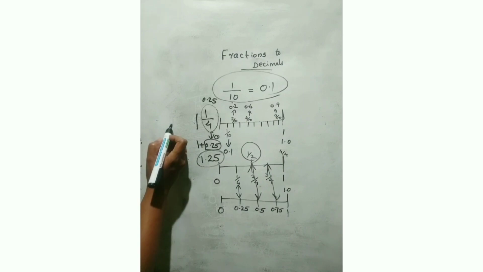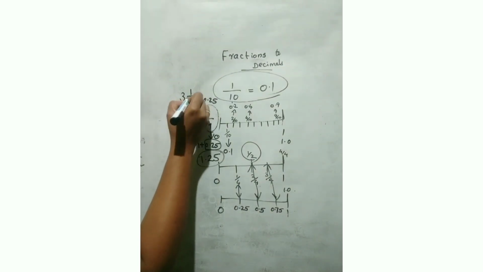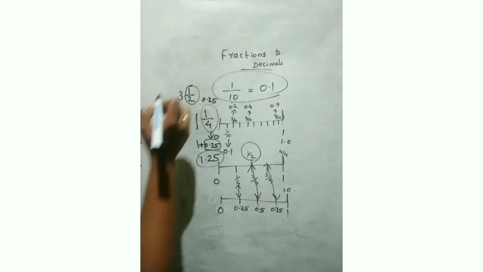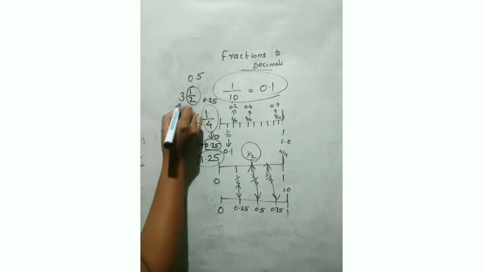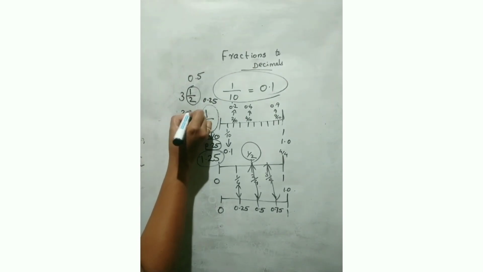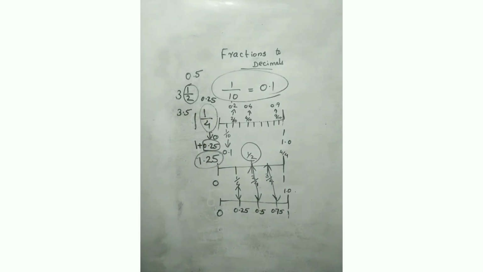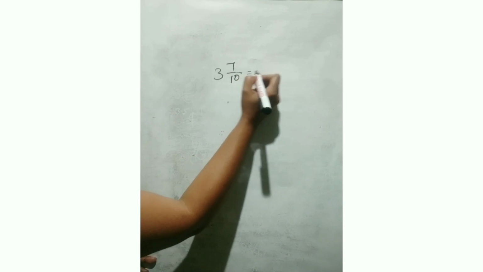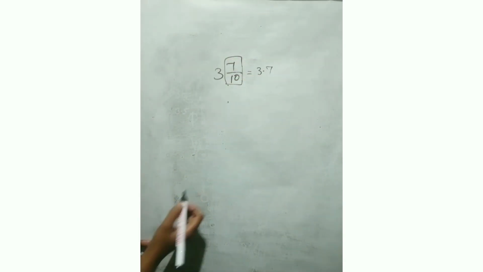Okay, next number 3, 1 on 2. How can we write? We know 1 on 2 is equal to half, that we can write it as 0.5. So, this is equal to 3.5. Okay, then 3, 7 on 10. How can we write? That is equal to 3.7. We know this 7 on 10 is equal to 0.7.